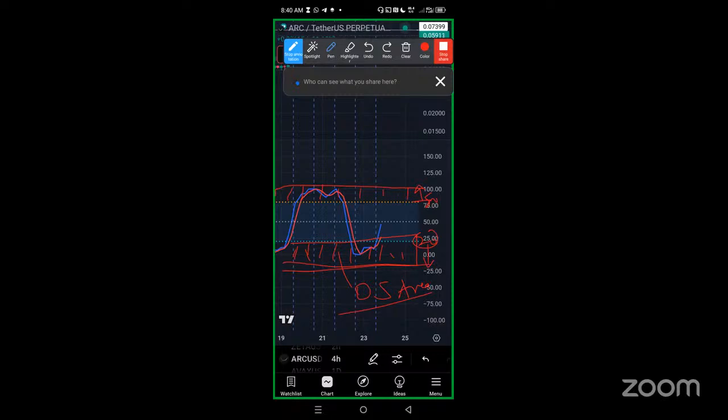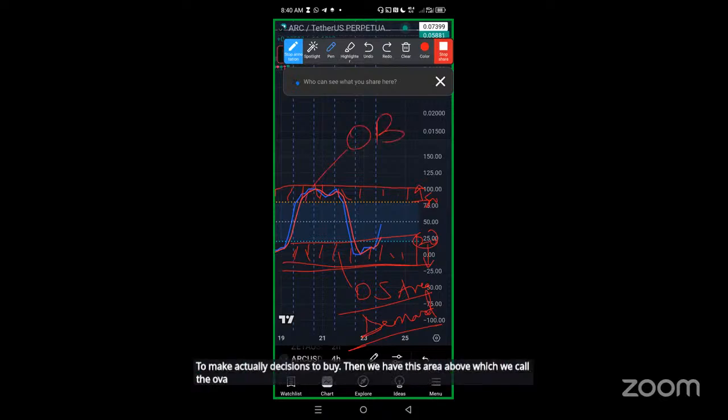In some other cases, some traders call this area the demand zone. It is an area where most traders will be looking to make entry or to buy. Okay, right? It's the area that people tend to look out for to make decisions to buy. Then we have this area above, which we call the overbought area or region. It is also called the supply zone.